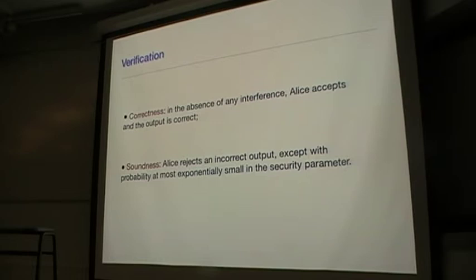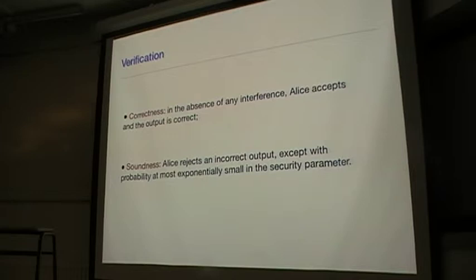So what I'm precisely focusing on is here. I want to have a protocol that has these two properties called correctness and soundness. Correctness means that if nobody has interfered, if you have a trusted Bob, a trusted server, okay, then Alice should accept, and the output should be exactly the correct output of your computation, your simulation, okay? So it shouldn't be a protocol which all the time says abort, abort, abort. This is very secure, but it's not really a useful protocol.